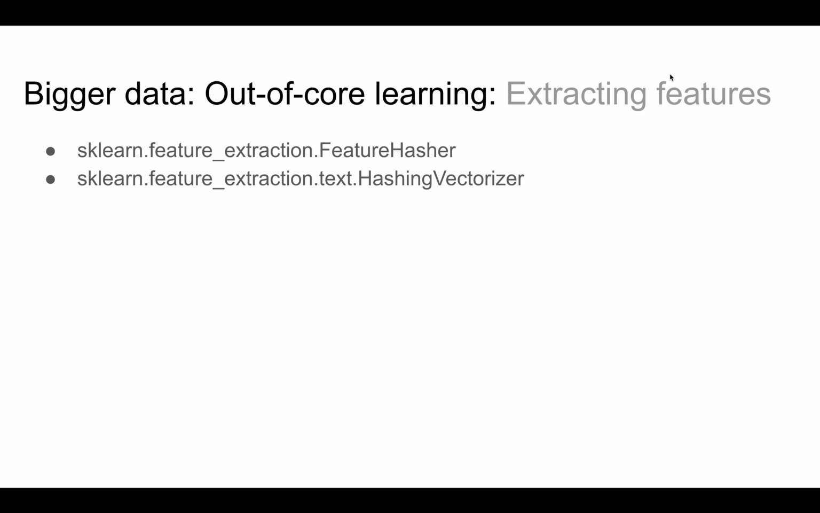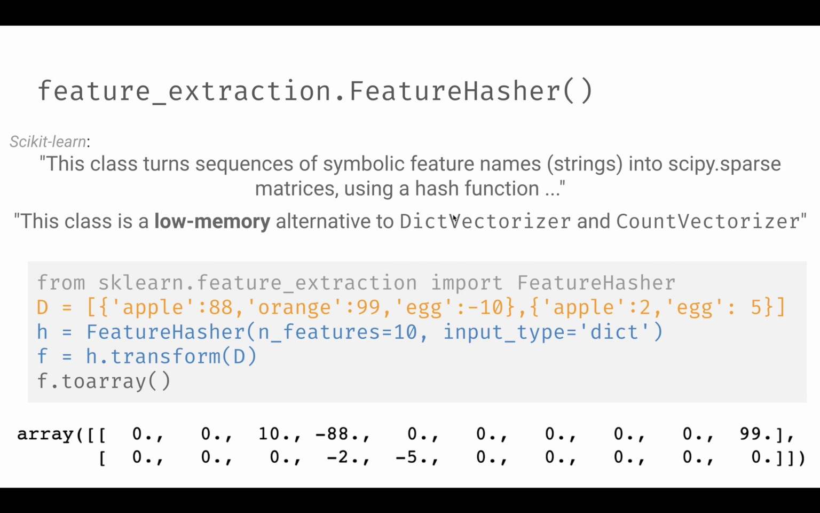An alternative to that is extracting features using this method, hashing. There are two functionalities that scikit-learn provides: FeatureHasher and HashingVectorizer. So for FeatureHasher, it can be used in this way. Let's say we have this document D, a list of dictionaries, and in each dictionary we have a key value pair. So apple 88, orange 99, etc. And then the FeatureHasher can take that dictionary as an input and return this particular array down below.